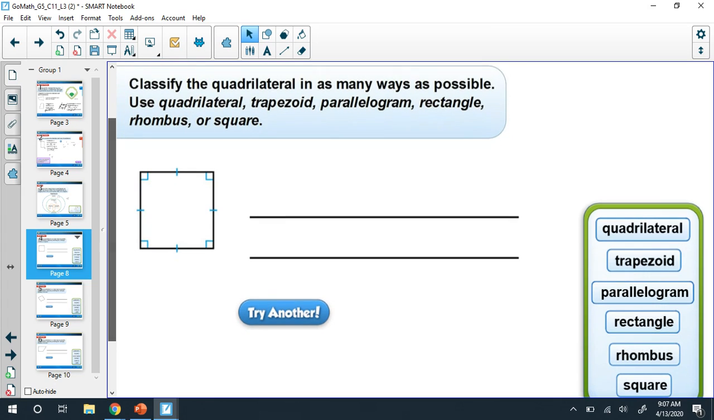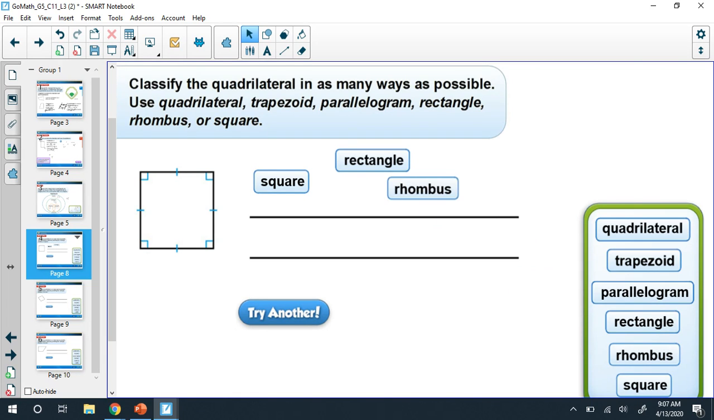We need to look at some ways to classify these. We're going to take a look at a couple of examples. Here we have a square, right? But it says to classify the triangle or the quadrilateral in as many ways as possible. So if it's a square, we learned it is also a rectangle because it has 4 90-degree angles. It is also a rhombus because it has 4 congruent sides. It is a parallelogram because it has 2 sets of congruent and parallel sides. It is a trapezoid because it has at least one set of parallel sides. And of course, it has 4 sides, so it is a quadrilateral.